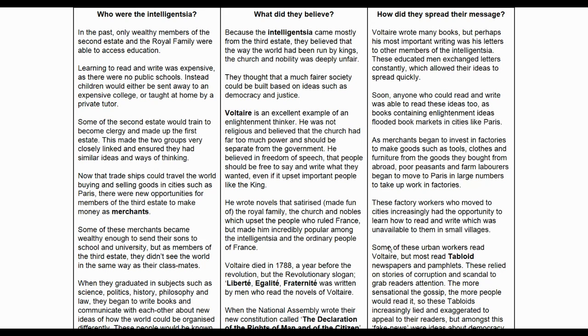When they graduated in subjects such as science, politics, history, philosophy, and law, they began to write books and communicate with each other about new ideas of how the world could be organized differently. These people will be known as the intelligentsia.